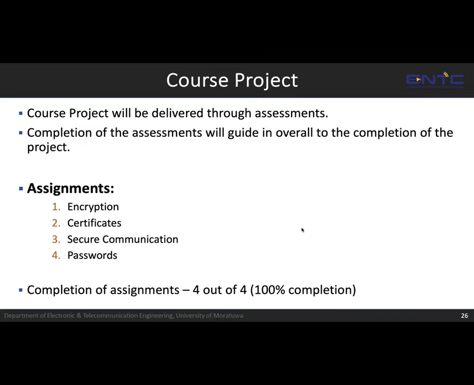Yeah. Thank you, Yashen. Okay, so I hope you are clear about the course project. It'll be delivered through several assessments, and just like our USB stick story, this will be stitched in a coherent manner so that you can understand where things are headed. In addition, you can see there are 4 assignments throughout the course, and we expect you to complete them, and then you will be eligible for the completion certificate.